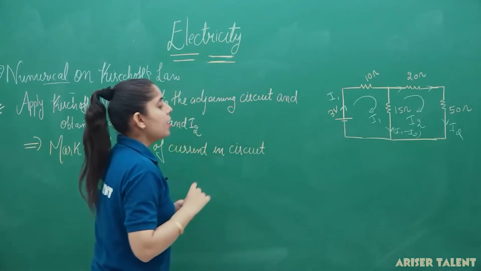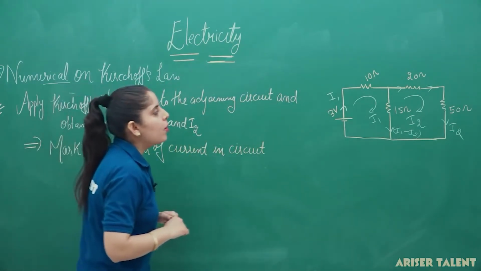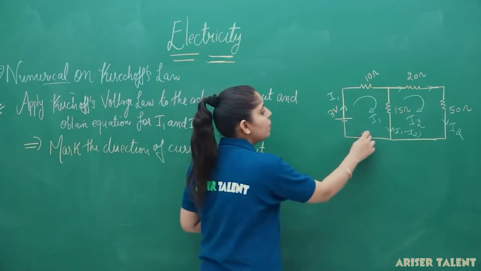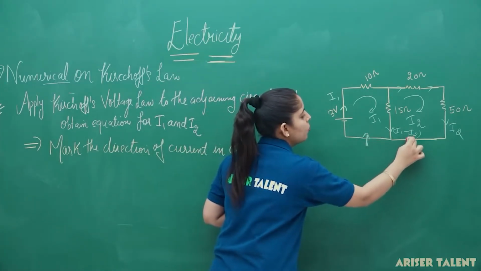Now, apply Kirchhoff's second law in loop 1. This is our loop 1 and this is our loop 2.